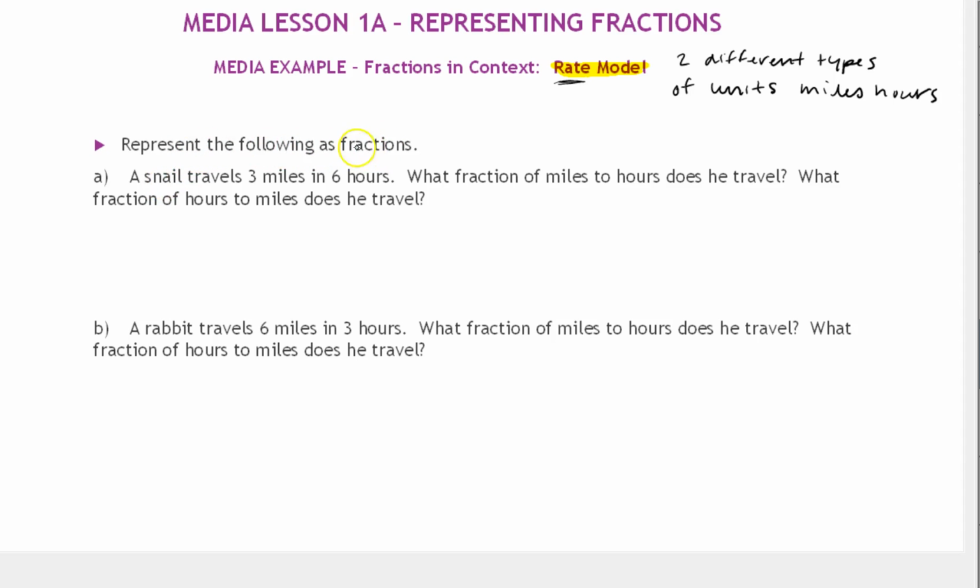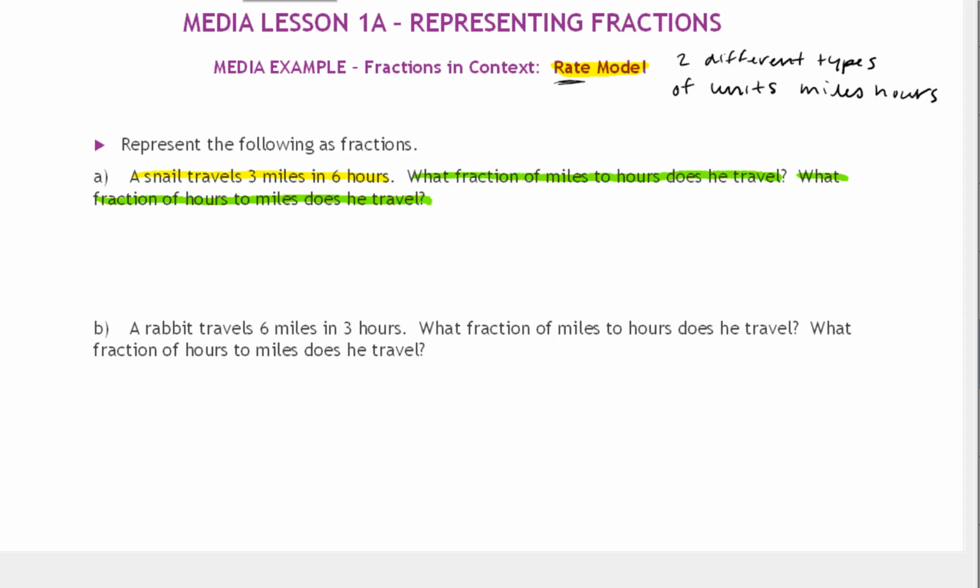We're going to represent these as fractions. A snail travels 3 miles in 6 hours. Okay, and it looks like we're asked two questions here. What fraction of miles to hours does he travel? We're also asked what fraction of hours to miles does he travel? Those are slightly different. I feel like I said the same thing twice, but notice I actually didn't. In the first one, we're looking at miles to hours, and here we're looking at hours to miles.